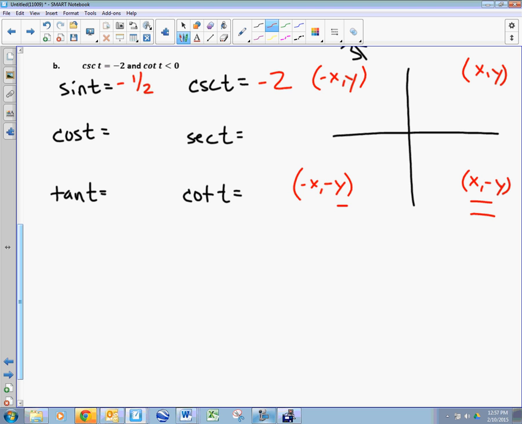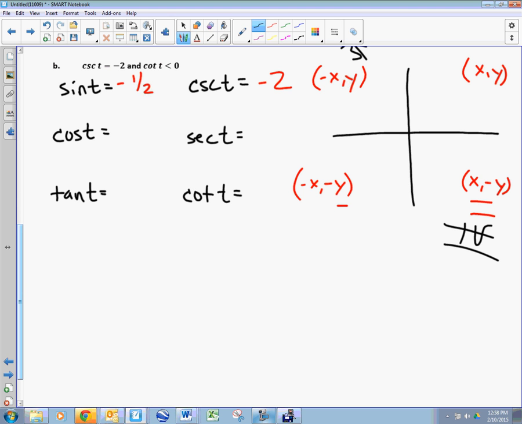Cosine is x. Yep. This is cotangent. Cotangent is x divided by y. Okay. So, we know we're working in the fourth quadrant. So let's finish this problem off.